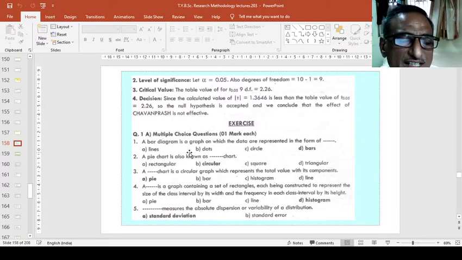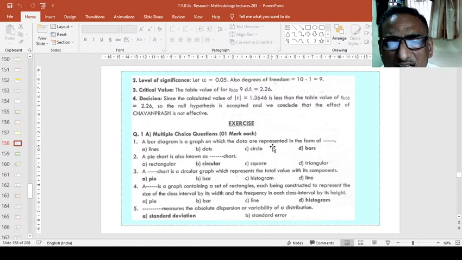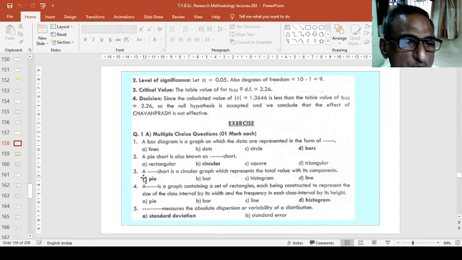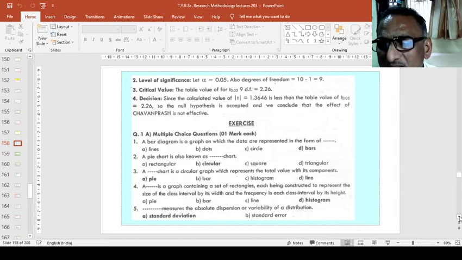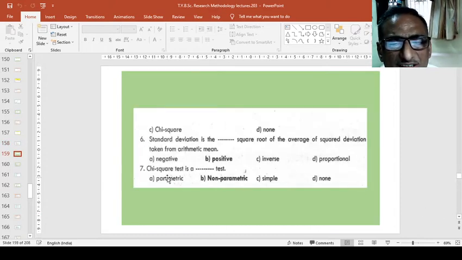So exercise at the end of the chapter is given. A bar diagram is a graph on which the data are represented in the form of dash dash dash, in the form of bars. In this way you can put these highlighted answers in the blank space, and you can study the multiple choice answers, not only these 5 or 6, 7, but you can also prepare more objectives from the chapters you have studied or what we have studied recently.